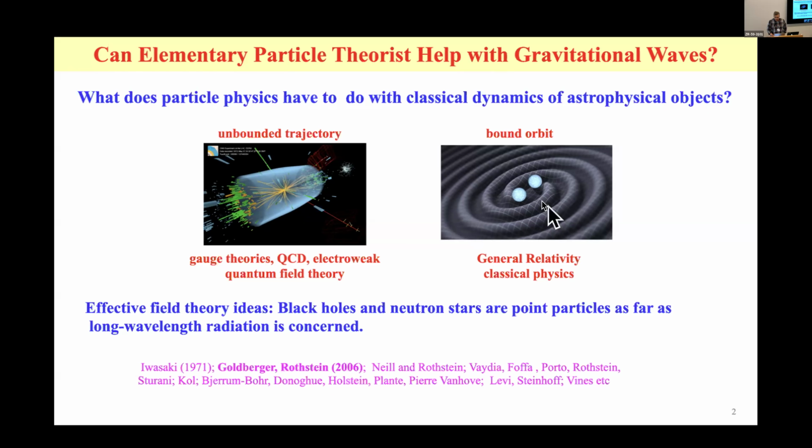And the reason is because of separation of scales. For the black hole problem, as long as the black holes are widely separated and the wavelength of the radiation is long, then these black holes can be treated as point particles. If they're point particles, they're in our wheelhouse, and we can do calculations. This was understood a long time ago by many people. Iwasaki was one of the early ones. Then it was systematized by Goldberger and Rothstein, and there have been many, many papers on that.